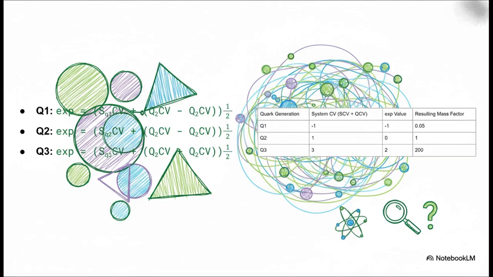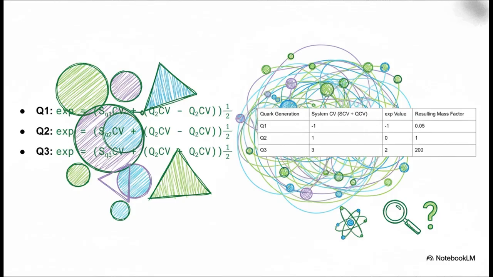For the first two generations, see how the Q2CV minus Q2CV part just cancels itself out? That's the zeroing out part of the rule. But for the third generation, it's Q2CV plus Q2CV, which doubles it. You run those numbers, add the boson CV, and you get the exact X values, and therefore the mass factors, that you see in the table on the right.